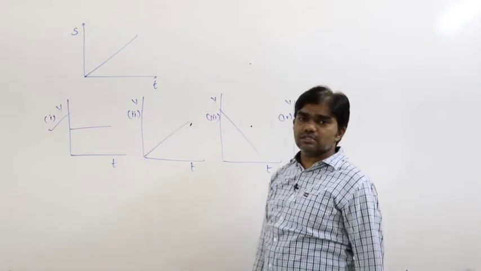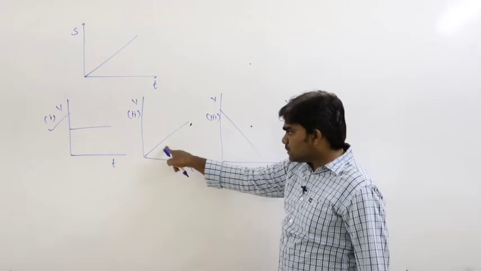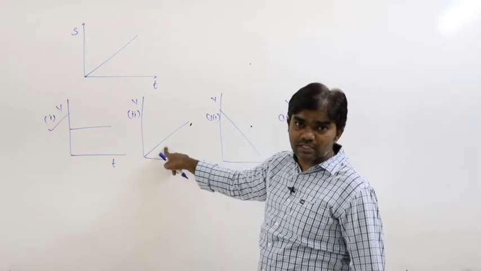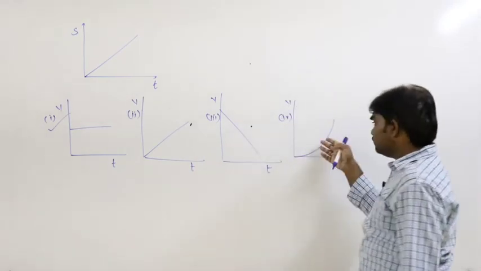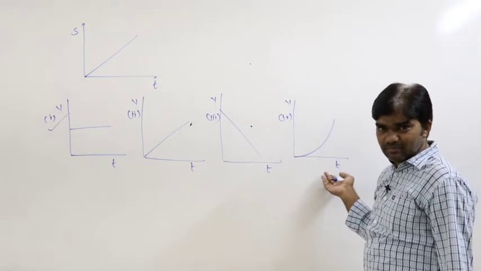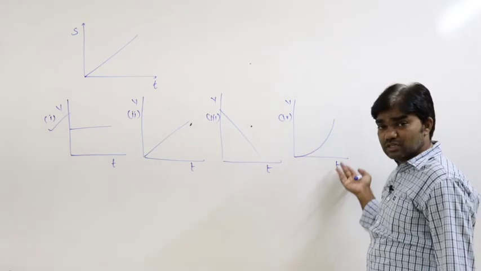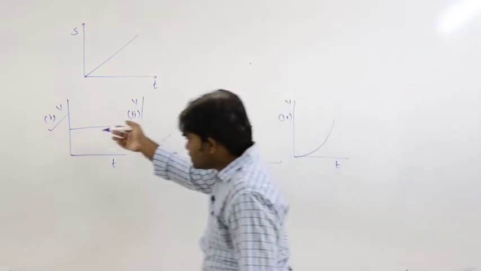is the possible option. So this option is for body moves with acceleration, body moves with retardation. In velocity time graph, this graph does not exist. In this situation, this graph does not exist. So the possibility is this one.